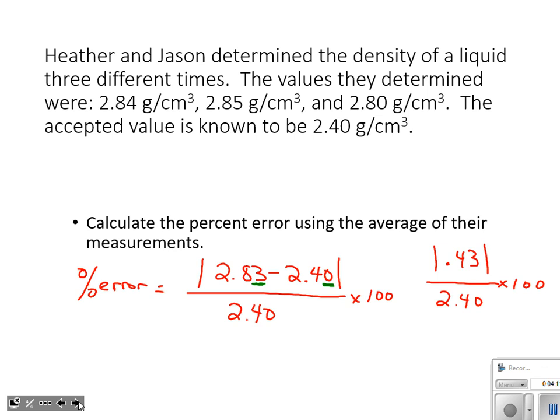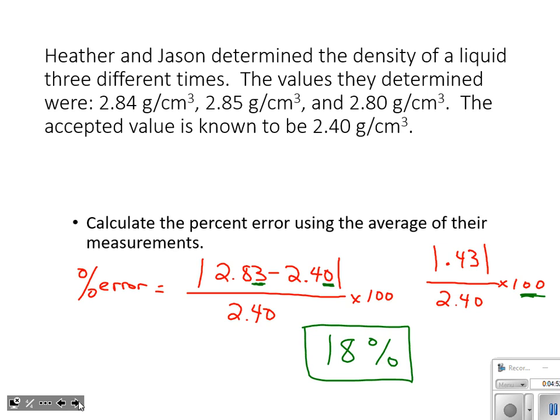So I'm going to take that 0.43 and divide it by 2.40. Now, when I multiply by 100, 100 is what we call an exact number, so we do not use exact numbers in determining sig figs. When I multiply that by 100, I'm going to come up with 18%. 2 sig figs.